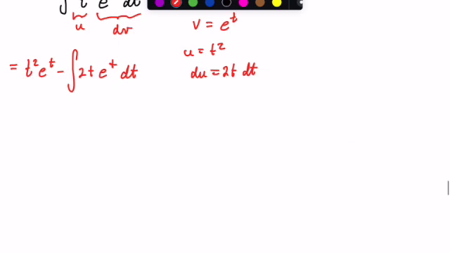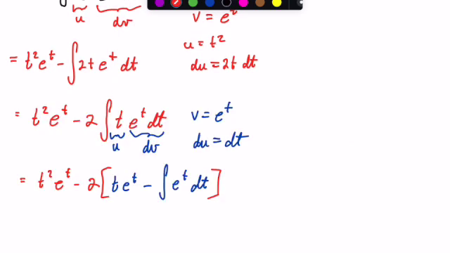That happens a lot in integration by parts. There's my u, there's my dv. This time, well, v is still going to be e to the t, but now look, du is just dt because the derivative of t is just dt. So I still have my t squared e to the t minus 2, but now it's going to be multiplied by our next iteration of integration by parts. So I've got t e to the t, that's u times v for this one, minus the integral of v du, which is e to the t dt.